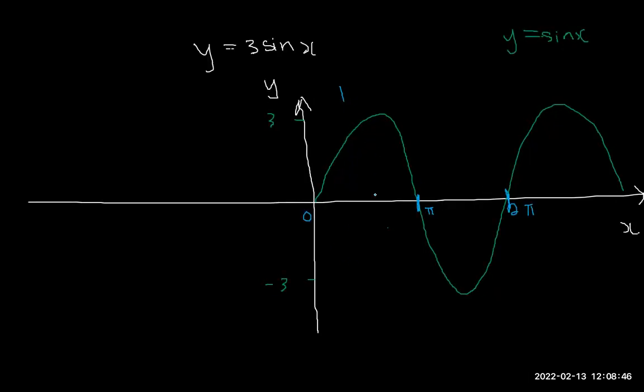So this would have been my 90 degrees. This is 180. So 180 is the same as pi. This is 270 down here. This is 360, which is the same as 2 pi. So you were supposed to recall this. That's why I said it's really important.